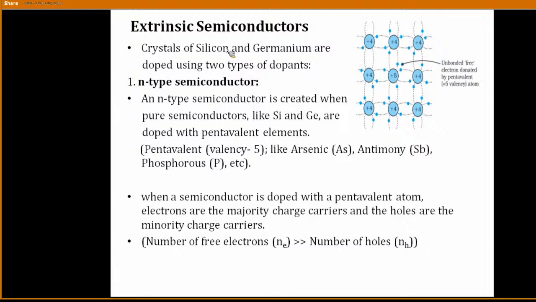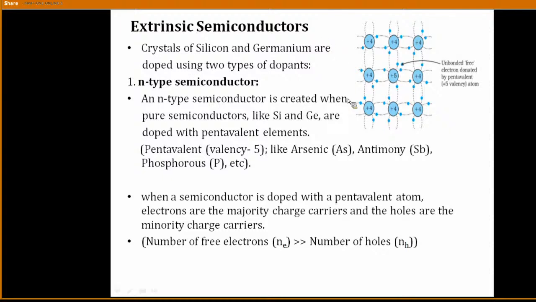Or if I want to consider the hole charge, and I am able to increase the hole concentration from 50 to 100, then the hole current is more compared to the electron current. This we can achieve with the help of the doping concept. That's why extrinsic semiconductors are nothing but doped semiconductors. To whom are we doping? To the intrinsic semiconductor. First base is intrinsic semiconductor. Adding impurities to the intrinsic semiconductor, we get the extrinsic semiconductor.